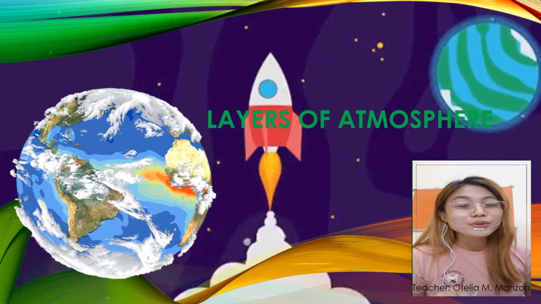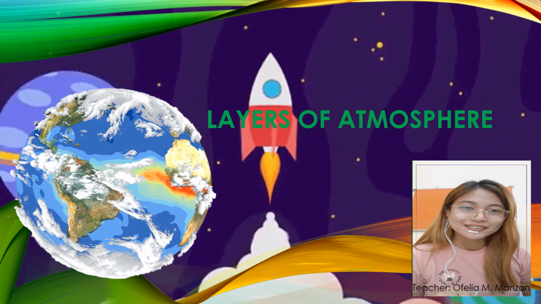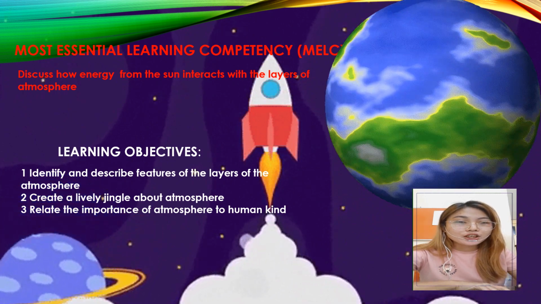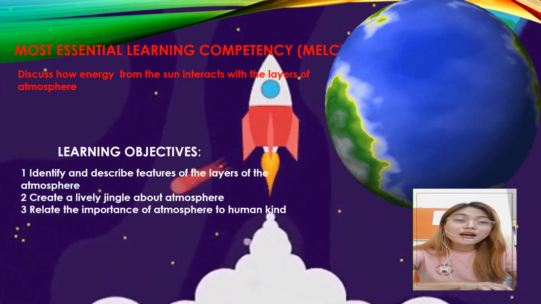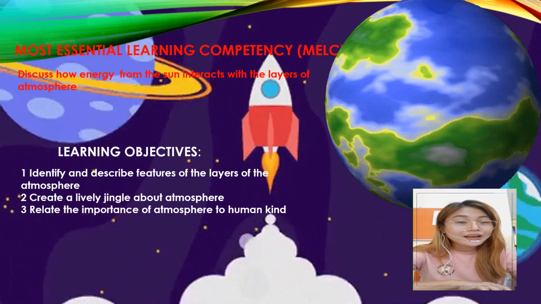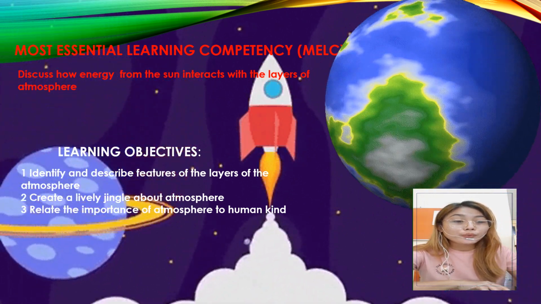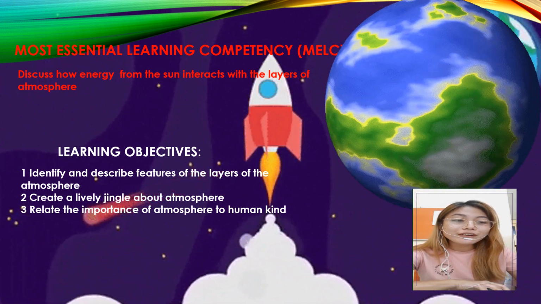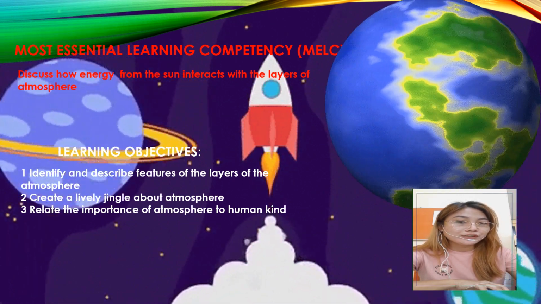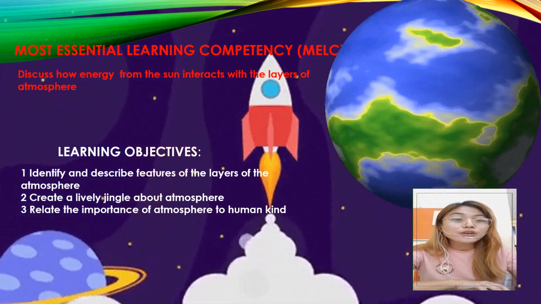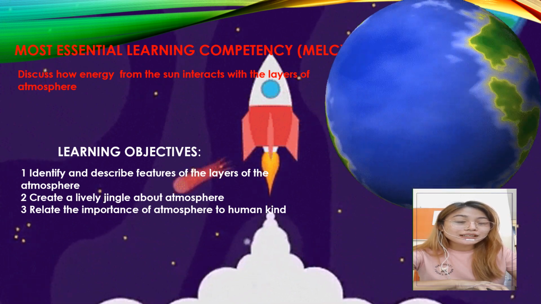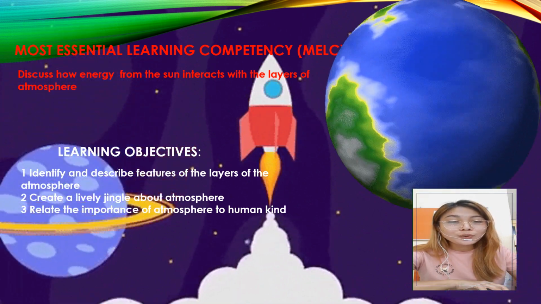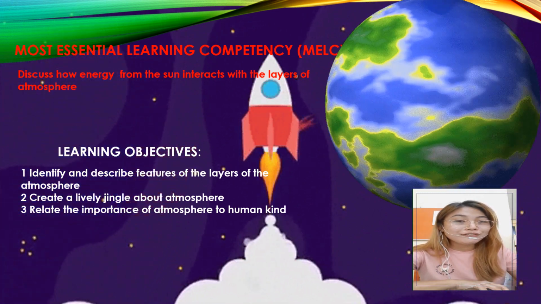Today, I'm going to teach you the layers of atmosphere. The topic for today is based on the most essential learning competency, or MELC, which is discussing how energy from the sun interacts with the 5 layers of atmosphere, with the following learning objectives. First is to identify and describe the features of the layers of the atmosphere. Second, you will create a lively jingle about the atmosphere. And lastly, you will relate the importance of atmosphere to us humans and to all living things.